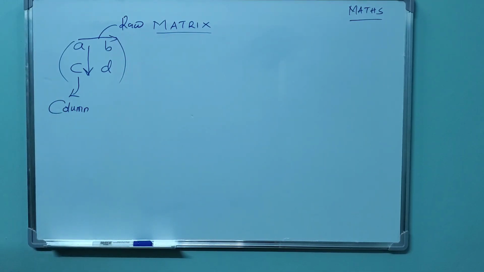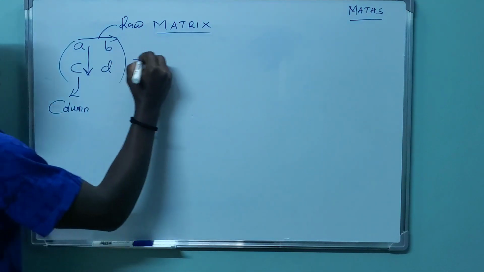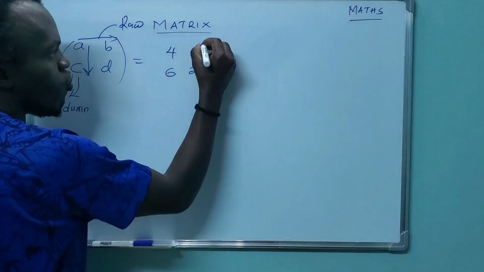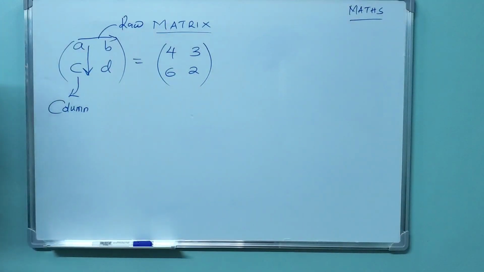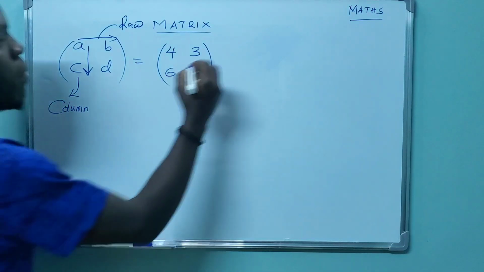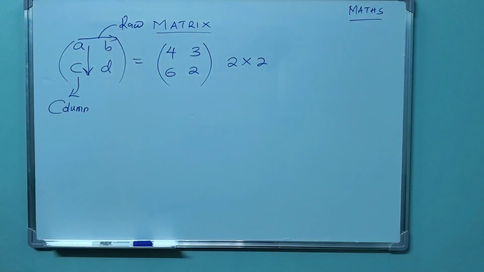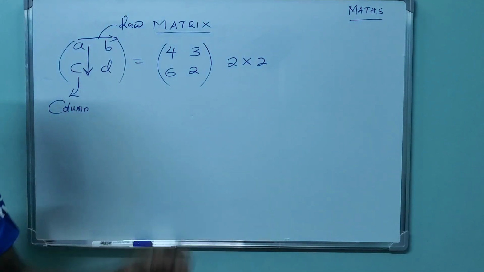Now, examples of matrices. That one was having letters. If you want to have a matrix that contains numbers, we can have a matrix like maybe 4, 3, 6, 2. This is a type of matrix. And this is a matrix that has 2 rows and 2 columns. This type of matrix is called a 2 by 2 matrix, which means it has 2 rows and 2 columns.